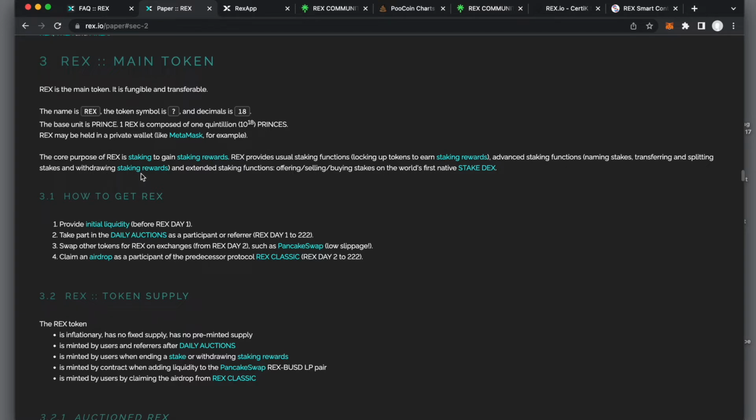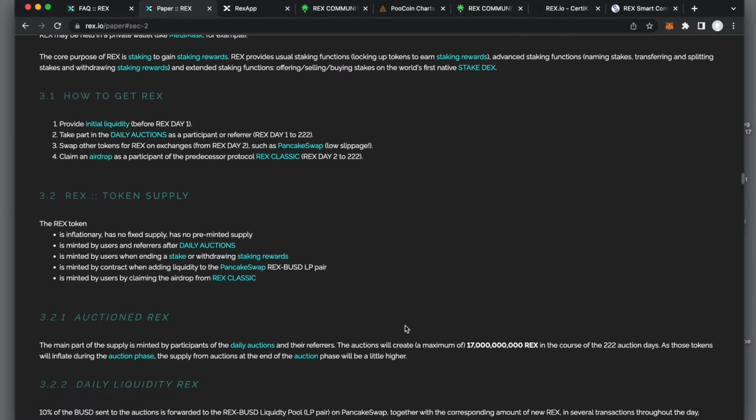So the core purpose of Rex is for staking and to gain staking rewards. Rex provides usual staking functions like locking up tokens to earn staking rewards, and advanced staking functions like naming stakes, transferring stakes, splitting stakes, and withdrawing staking rewards. And extending staking functions like offering, selling, buying stakes on the world's first stake tax.